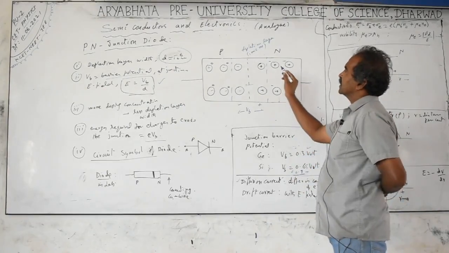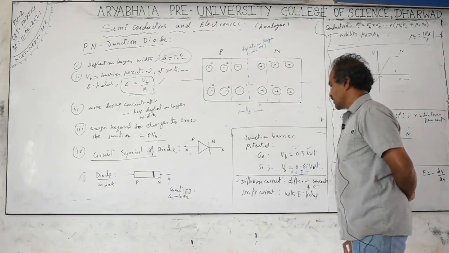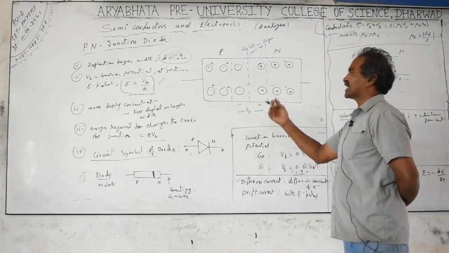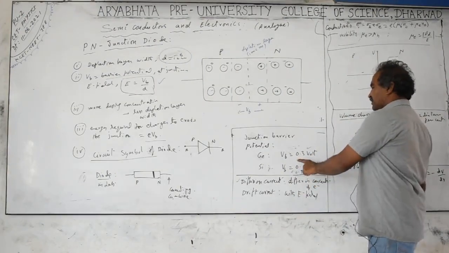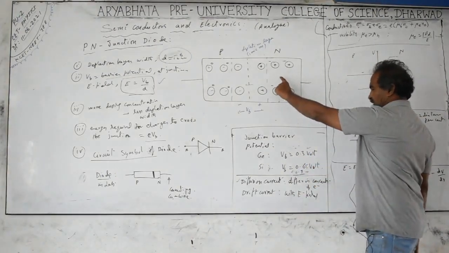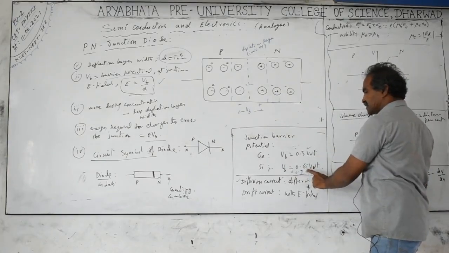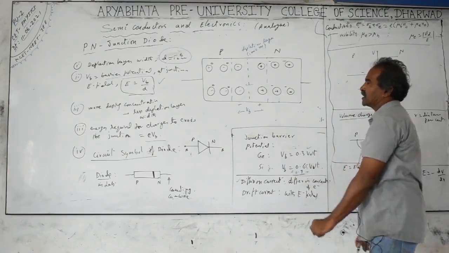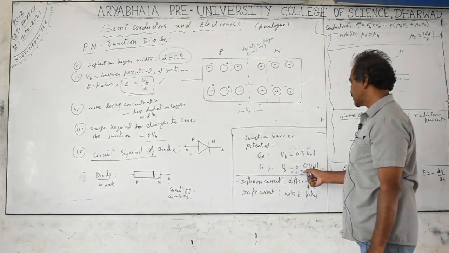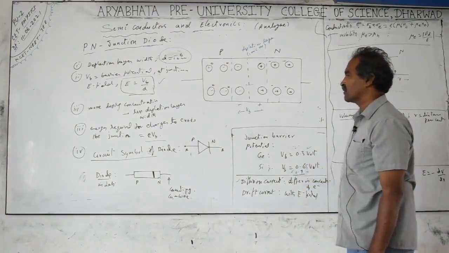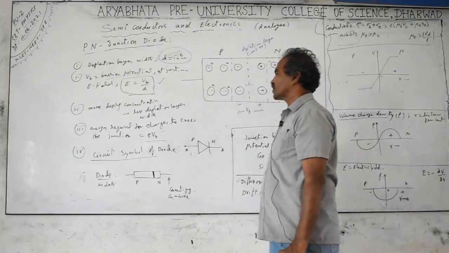So what is the electron energy required to cross the junction barrier? The barrier is an obstacle. The energy required is 0.3 electron volts for the electrons to cross in germanium, and 0.7 electron volts for silicon. 1 volt corresponds to 1 electron volt of energy. So 0.65 to 0.7 volts means 0.7 electron volts of energy is required for the charges to cross the junction.